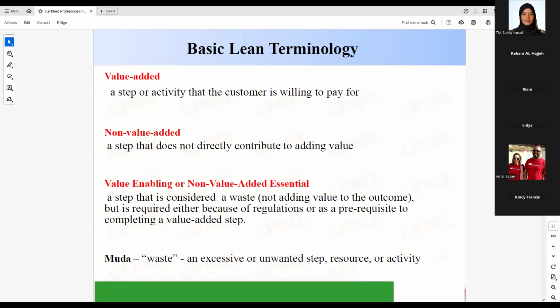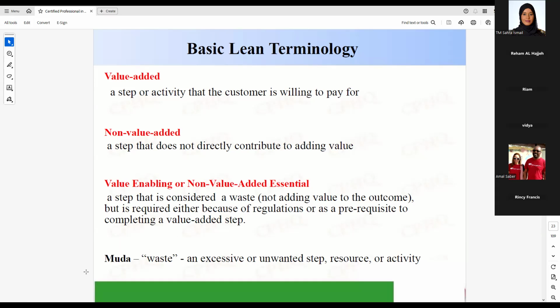Okay, so that's why we say maybe to the customer, to the patient, they're not willing to pay for it, but it is necessary and we have to do it for them. So it's a step that's considered a waste, not adding value to the outcome, but it's required because of regulations, as we said, and so on.